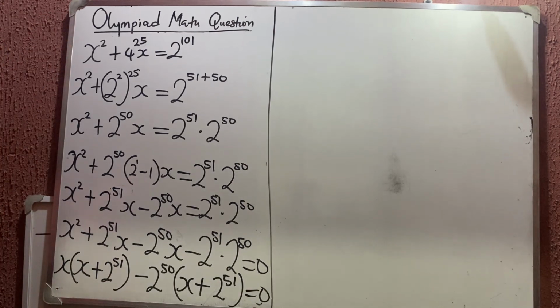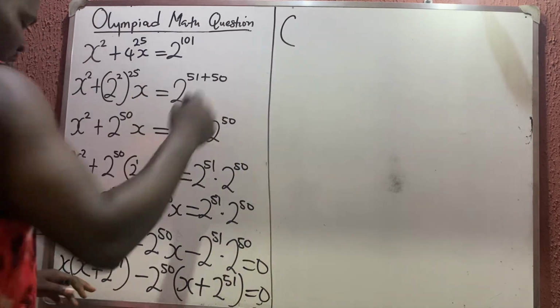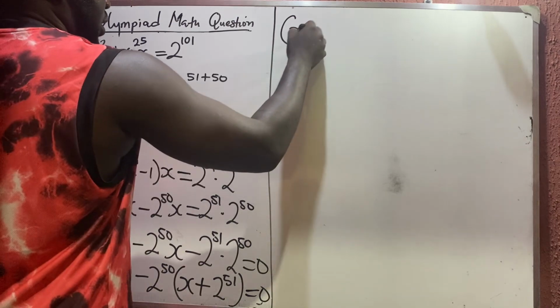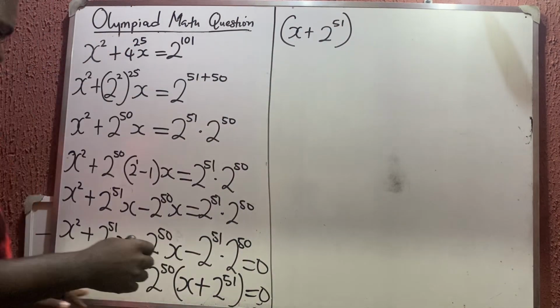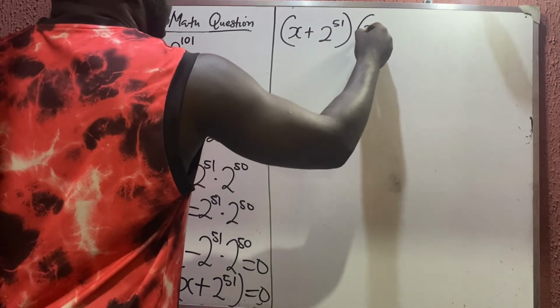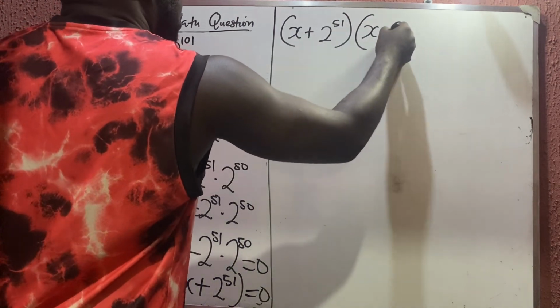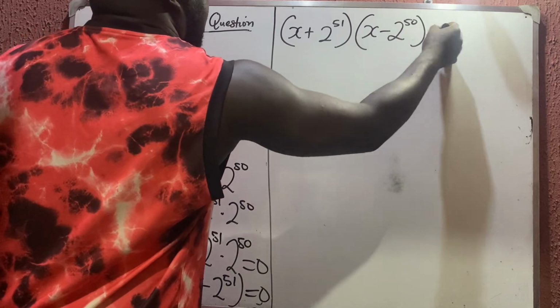Okay, so when we have this, we can still factor something out. What we are factoring out is what? That x plus 2 raised to the power 51 is what they have in common. Then what is left here is now x minus 2 raised to the power 50, is equal to 0.